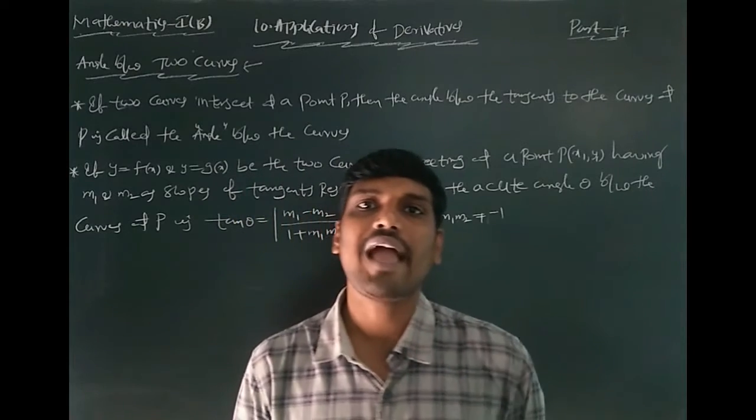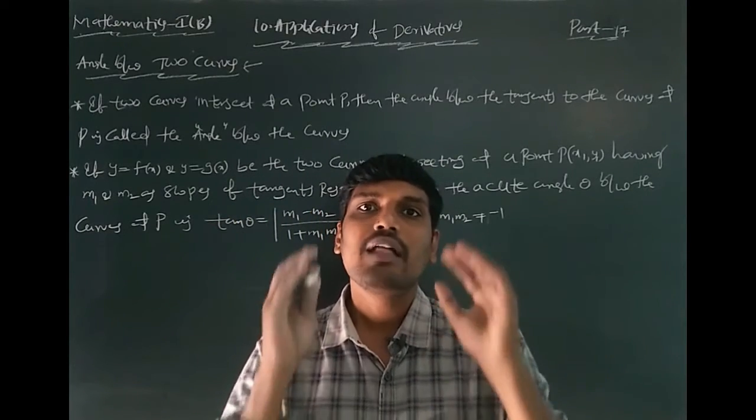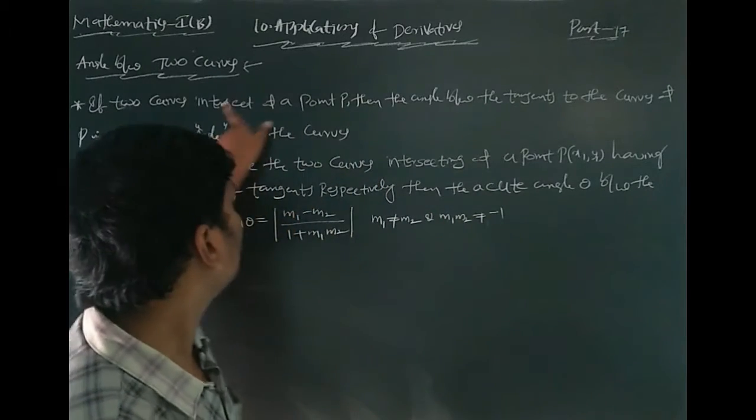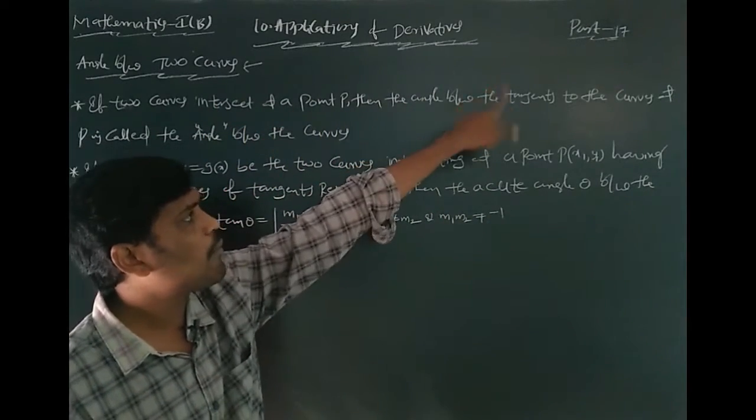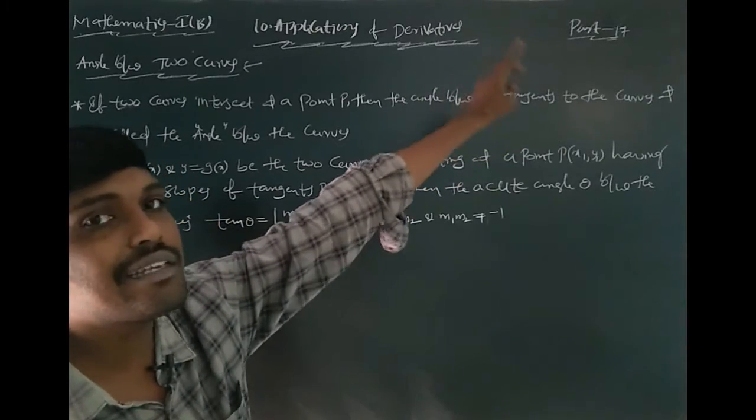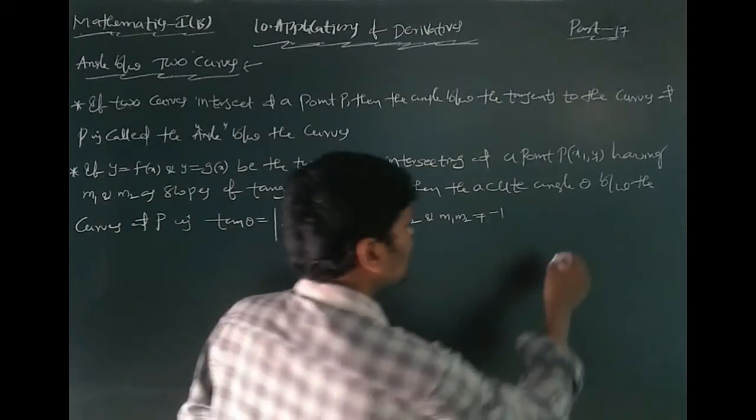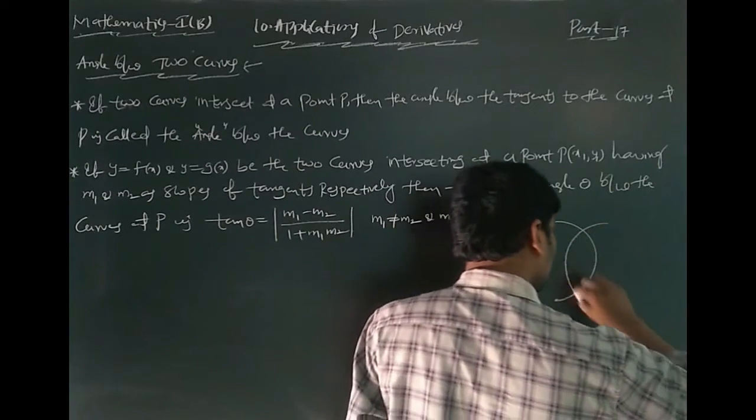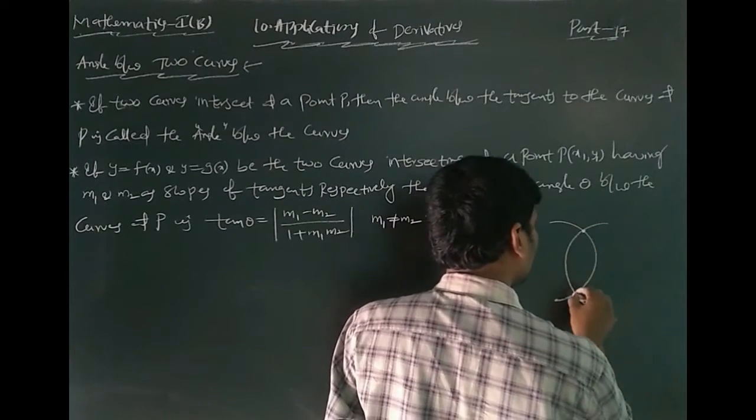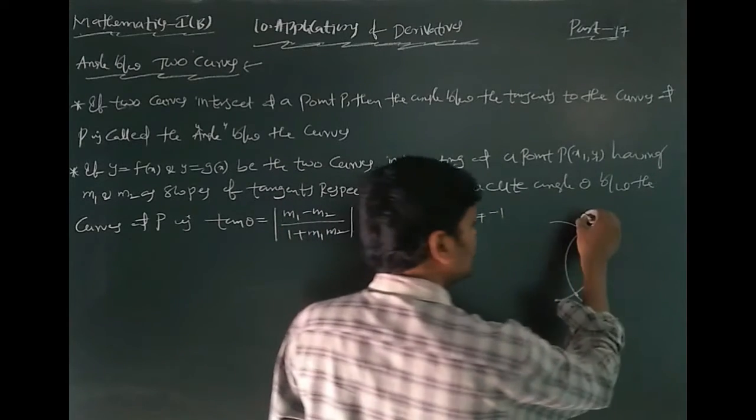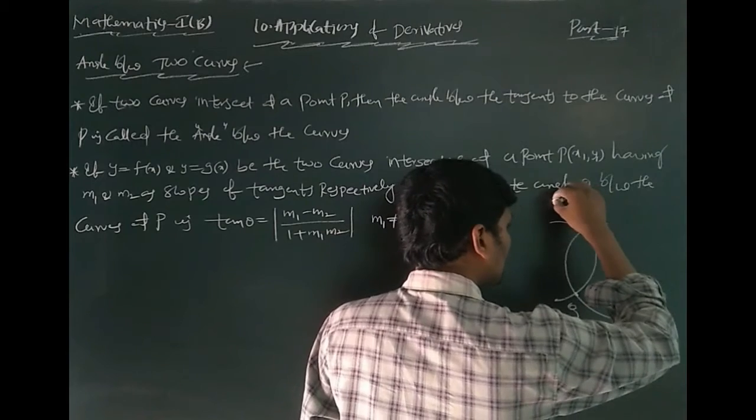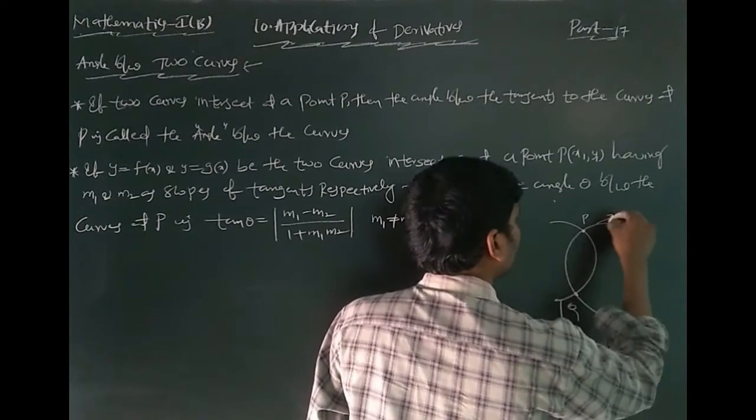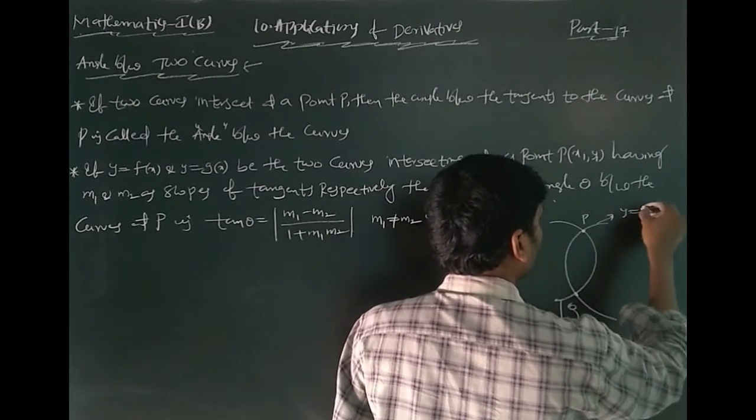What is the meaning of the angle between two curves? Here, if two curves intersect at a point P, suppose this is the first curve and this one is the second curve. Suppose these two curves intersect at two points, here. This is P and this one is Q. Suppose the first curve is y equal to f of x, and the second curve is y equal to g of x.